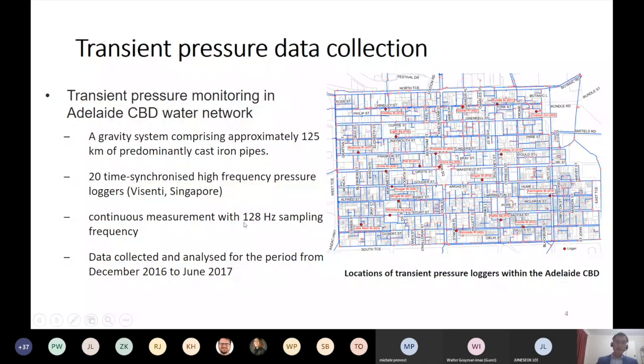They measure at 128 Hertz continuously, 24/7, and the data were transmitted through the 3G network to a cloud server. The results I presented here were from the data collected between December 2016 to June 2017.